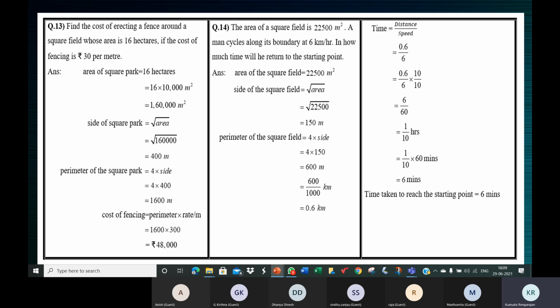So how do you find the length of the boundary? You need to find the perimeter. Now to find the perimeter, you need the side, because the formula to find the perimeter is 4 into side. And to find the side, you are given the area. So work backwards, then you will understand why all these steps. To find the cost, you need to know the perimeter. To find the perimeter, you need the side. And to find the side, area is given to you.